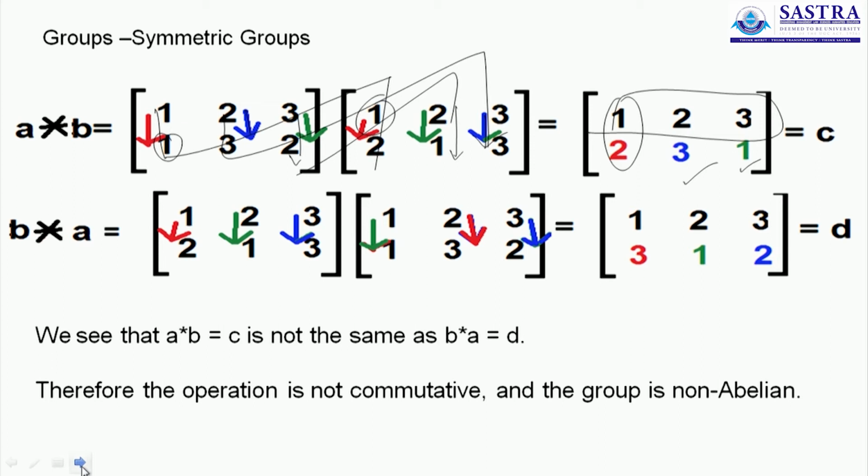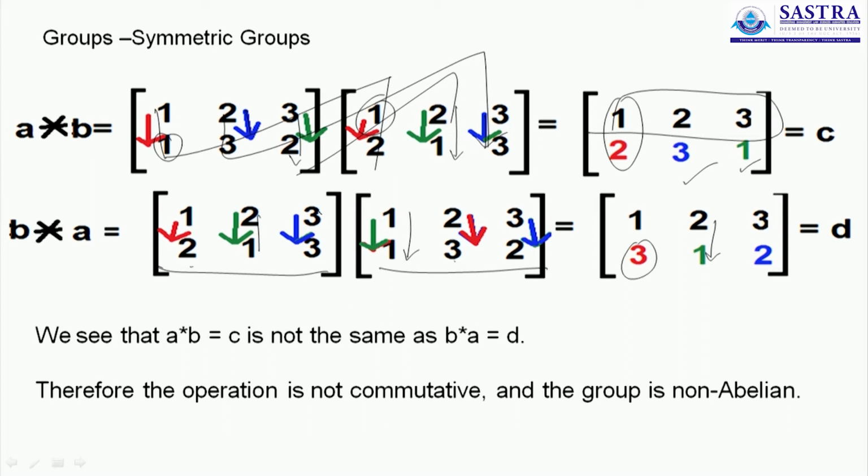Now what happens if B star A is happening? For B star A, I write down B as 1, 2, 3 over 2, 1, 3. I write down A as 1, 2, 3 over 1, 3, 2. Now let's try and follow the images. 1 goes to 2, but 2 goes to 3. Therefore, if you follow the arrow marks in red, 1 goes to 3. And 2 goes to 1 and 1 goes to 1 again. So 2 goes to 1. If you follow the green arrows, you will see the answer.